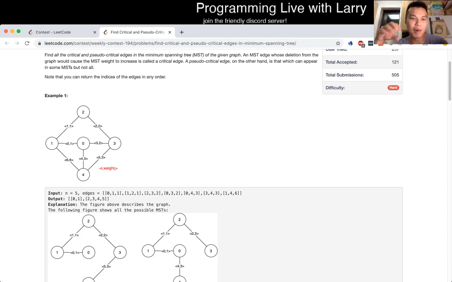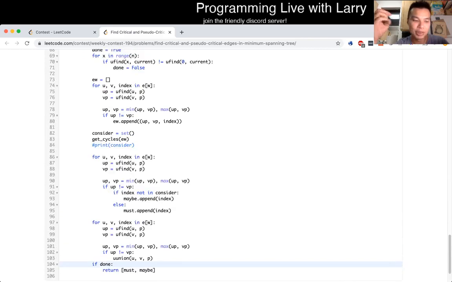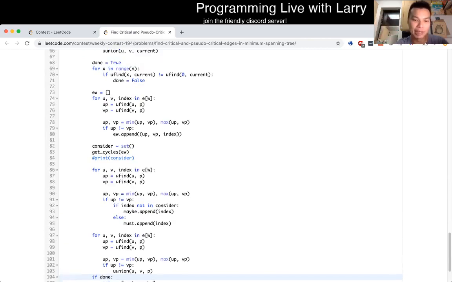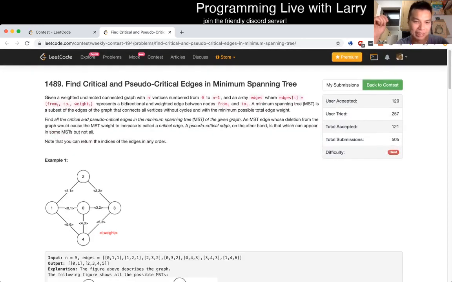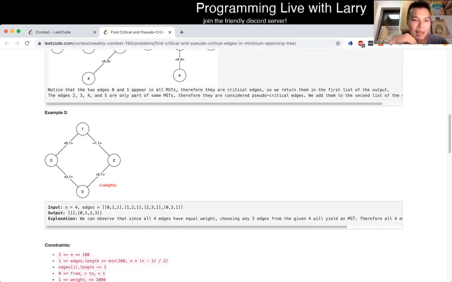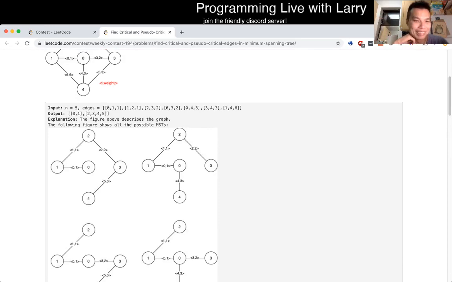But for this problem, we're trying to get a critical edge. And a critical edge is such an edge that when you remove it, it increases the minimum spanning tree, right? Which is another way of saying it. I don't think it said it this way. Oh, actually, no, it does say it this way. But I think I didn't understand it.